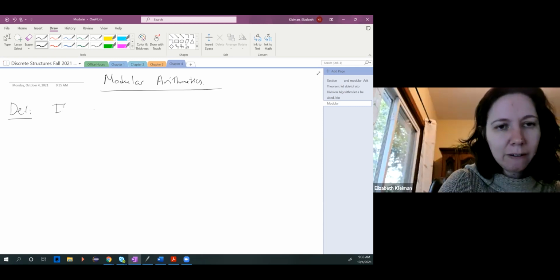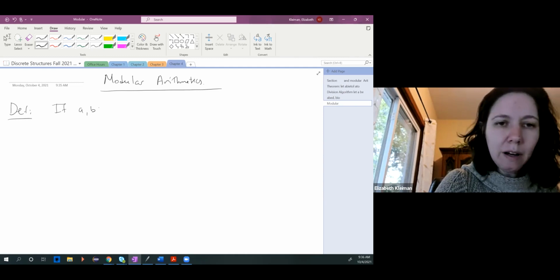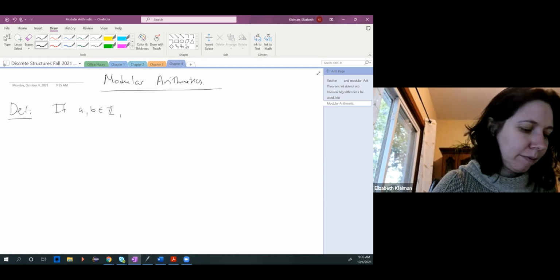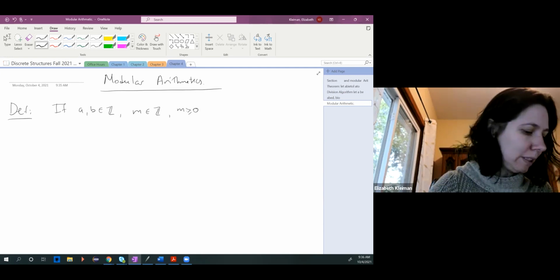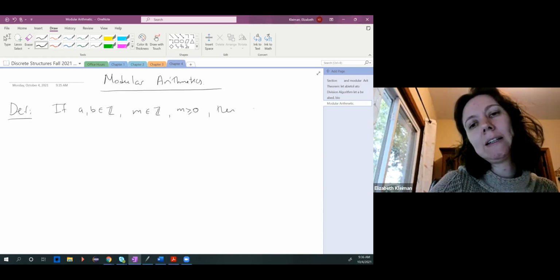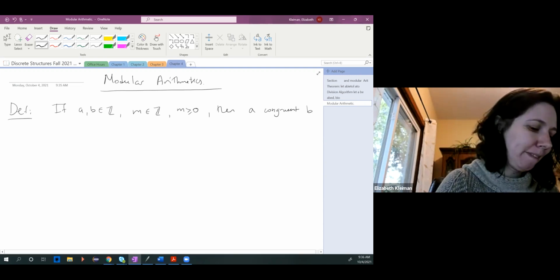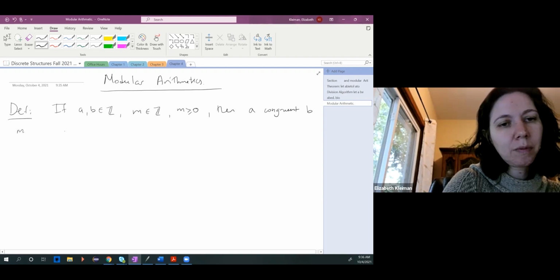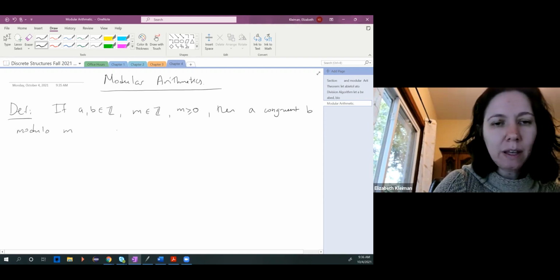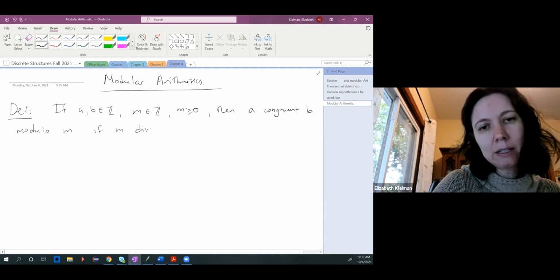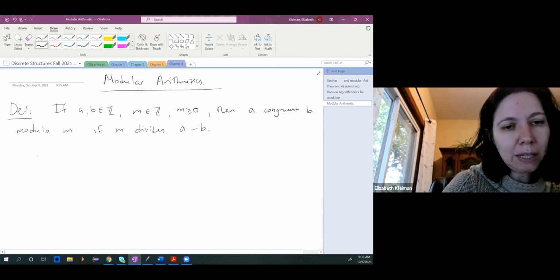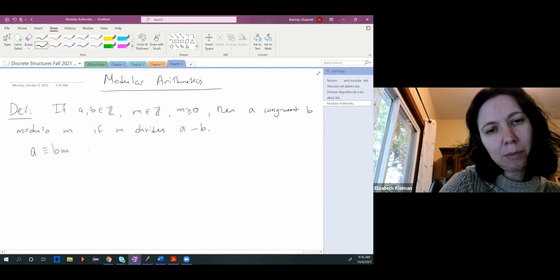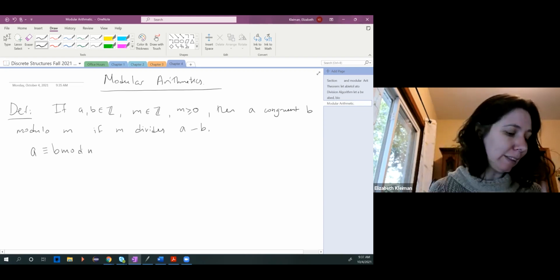If A and B are integers, and M is a positive integer, then we say A is congruent to B modulo M if M divides A minus B. The notation is A congruent B mod M. The congruence symbol has three lines instead of one line.